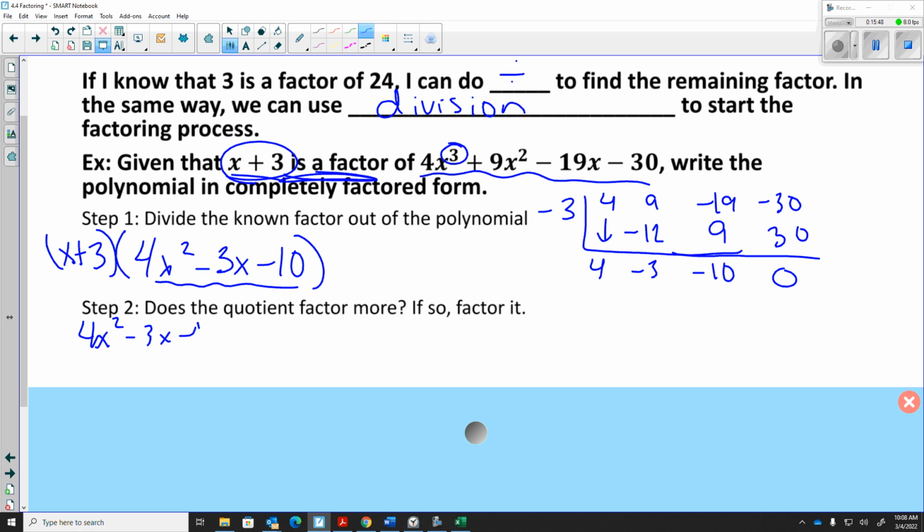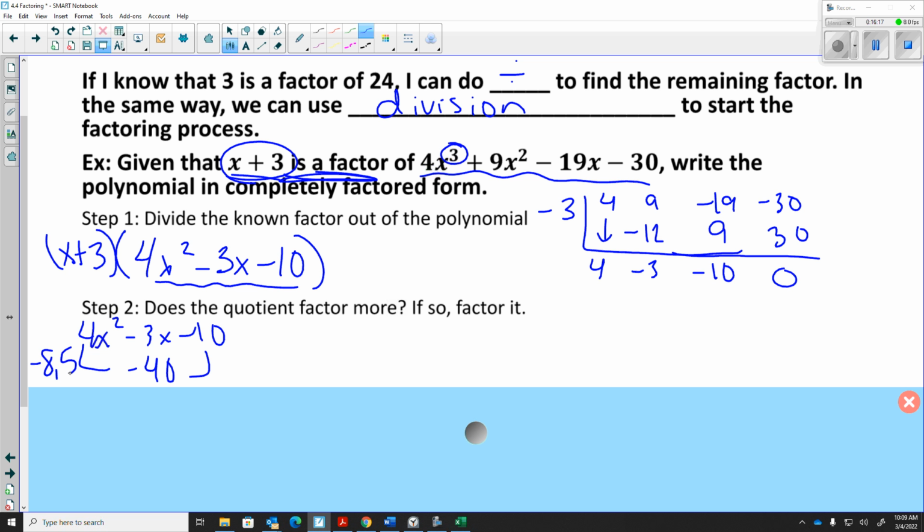So I took out this factor. Now I'm looking at this, and I'm asking myself, can I factor that thing more? Well, let's try it. 4x squared minus 3x minus 10. Is there a GCF there? Nope. A times c is negative 40. I need two things that multiply to negative 40 and add to negative 3. 8 and 5? Negative 8, positive 5. Since the leading coefficient is not 1, we have to do the extra stuff, right?